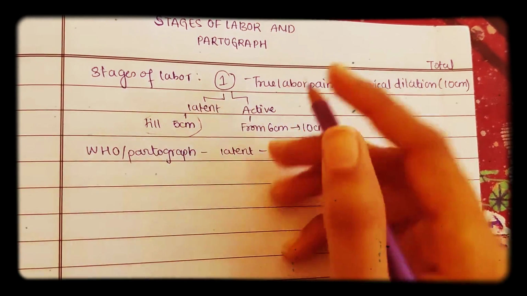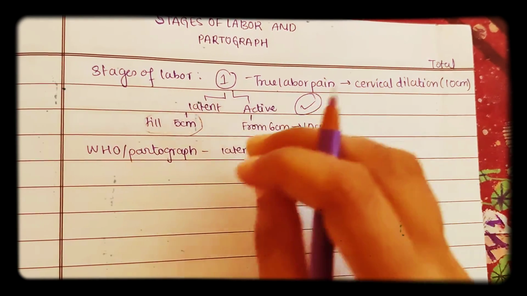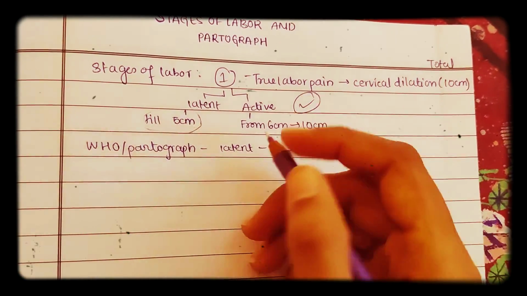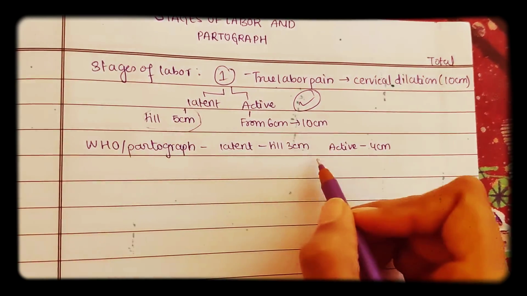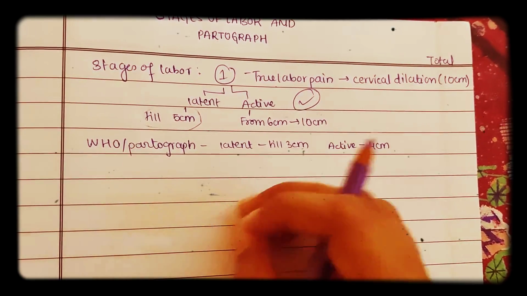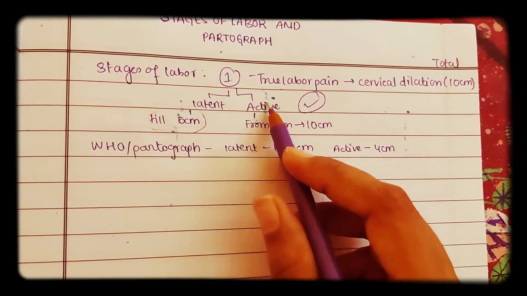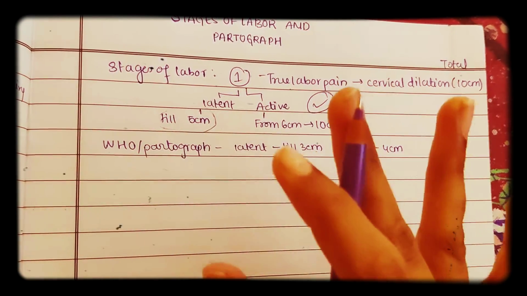This is true in the practical, clinical case, but according to the theoretical case, or according to WHO and partograph, the values differ. In the case of the latent phase it is only till 3 centimeters, but normally it's 5, right? And they are saying active starts from 4 centimeters, whereas clinically it starts from 6 centimeters. So we need to remember this.